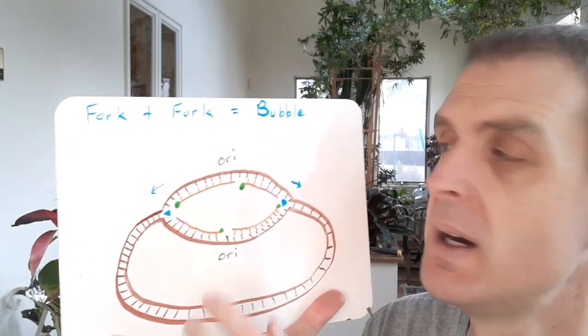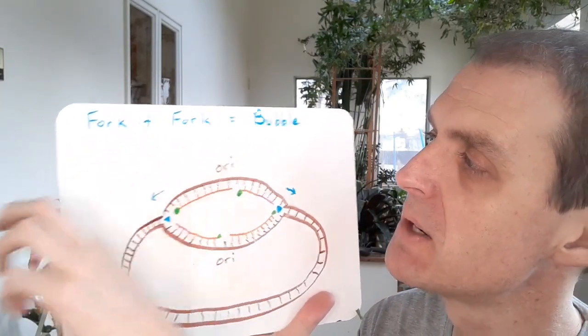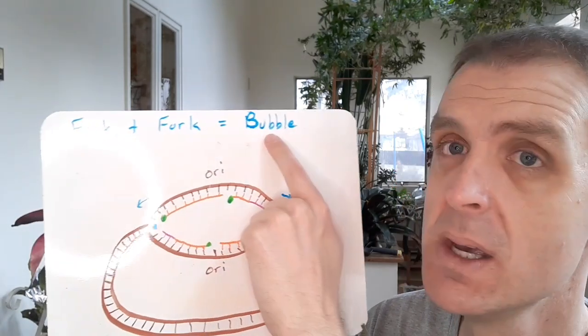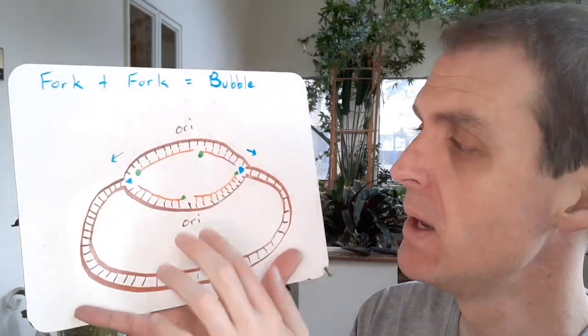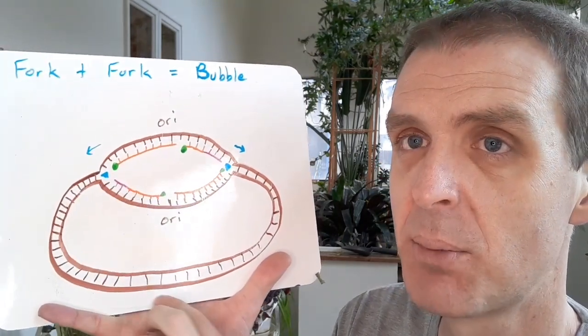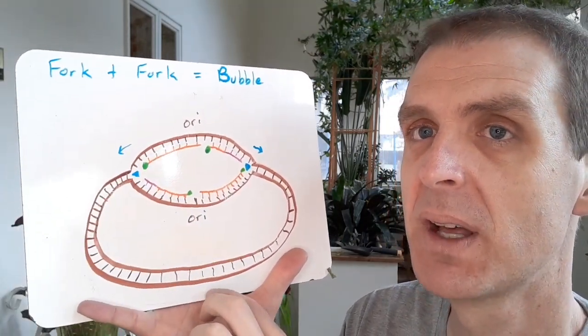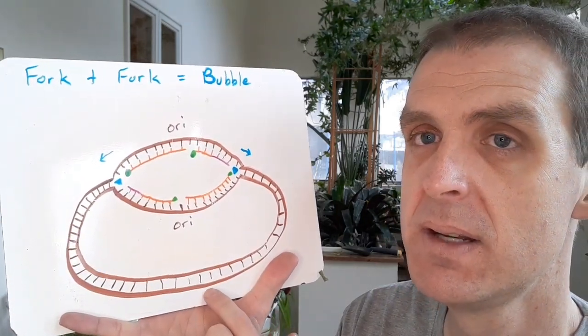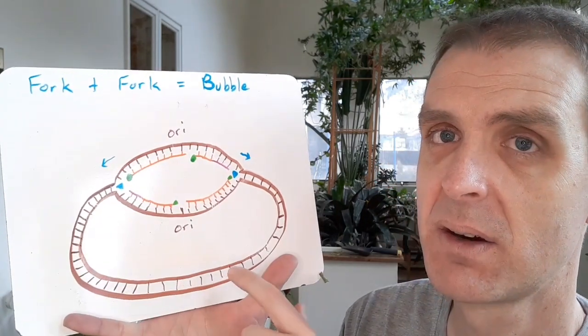And then I just want to finish up this video with a quick comment on if you have a replication fork and another replication fork and they're set up like this, you get a replication bubble. So here I started with double-stranded brown, that's brown color, hopefully the colors are coming through, double-stranded brown DNA, and it's in a circular shape.